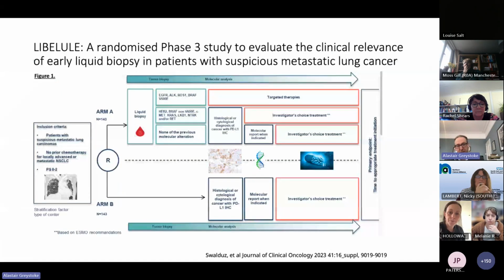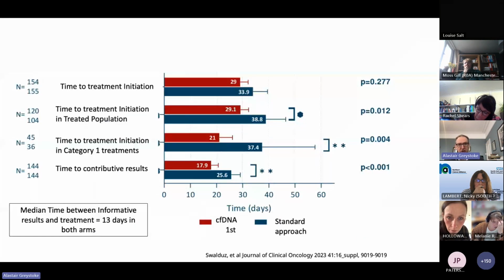Just to show that this plasma first approach can work, the French are well ahead of us. So they did this within a randomized trial, comparing 150 patients, where they either had the blood first or the standard approach. I won't spend too much time on this. We can talk about it more in questions.